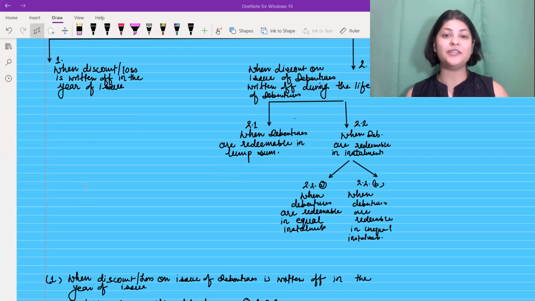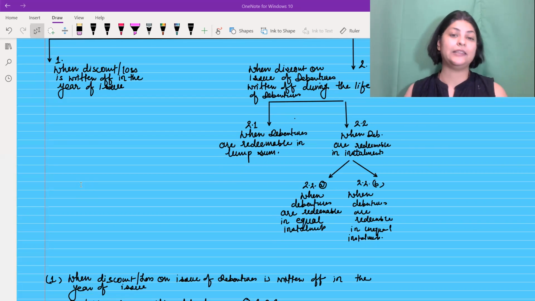In installments, you are redeeming debentures, and how are the installments? 10,000 each year. So each year your installment is the same. But it is not necessary that all the time you're going to redeem the debentures in equal installments. There can be unequal installments as well. As you can see, case number 2.2b over here on your screen, where the debentures are redeemable in unequal installments.